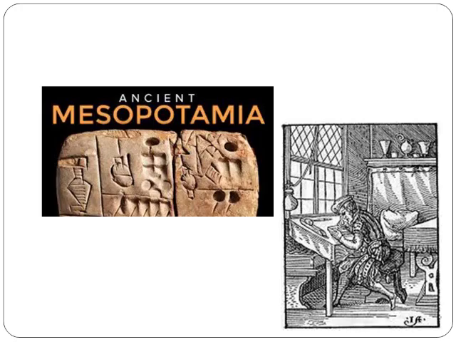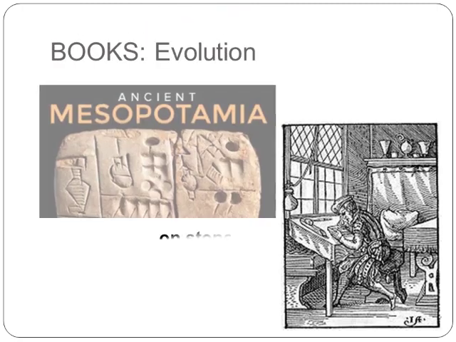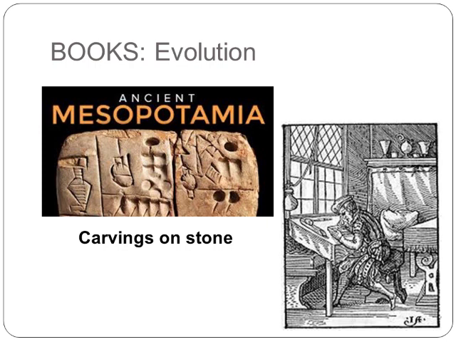Now in this slide you can see the carvings on stone from ancient Mesopotamia. They pressed the stone into clay to copy the pictures. I'm sure you all must have seen Play-Doh and played with it. So just like in Play-Doh, when you press the cutters and the shape appears on the Play-Doh, just like that, the Mesopotamian people pressed the stone into clay to copy the pictures.